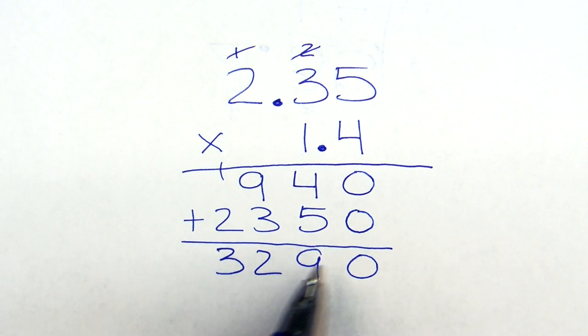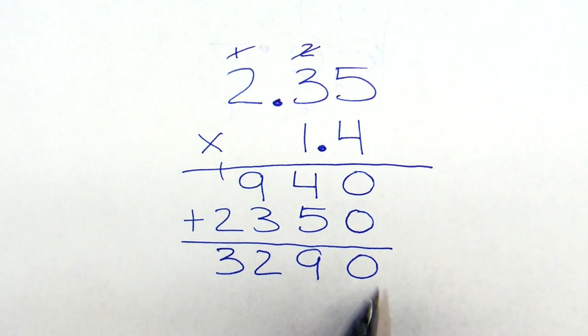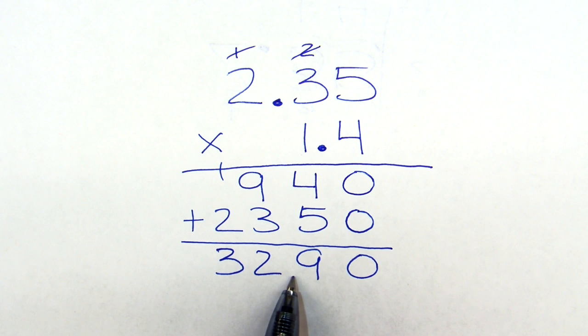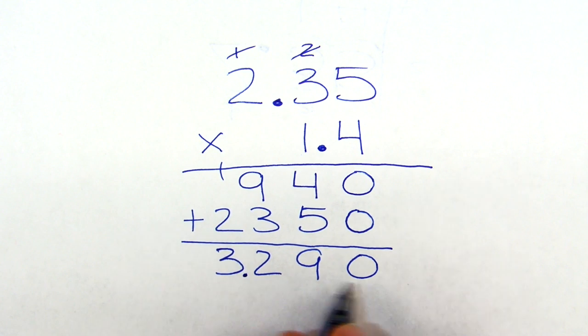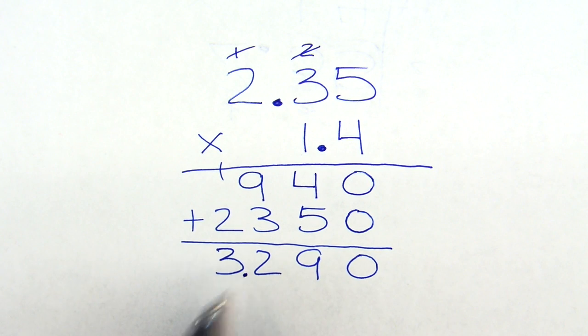Now, if you look down here at our answer, where would I put the decimal to make the answer near 2? I wouldn't put it here. That'd be 329, 32, and 90 hundredths. If I put it right there, that would be 3 and something, which is pretty close to 2. So I'm thinking the decimal probably goes there.